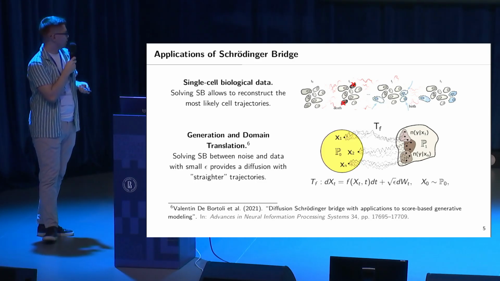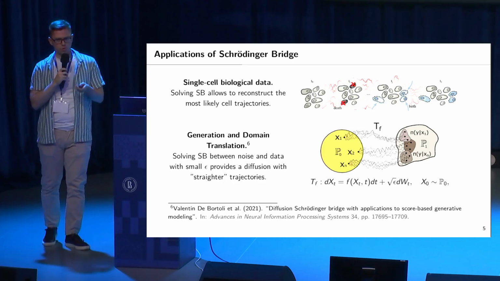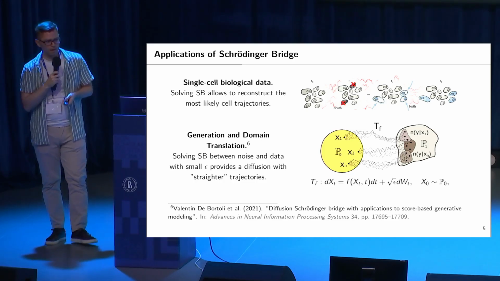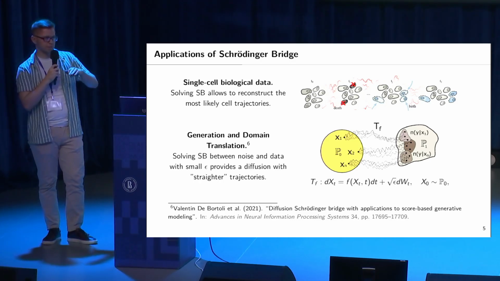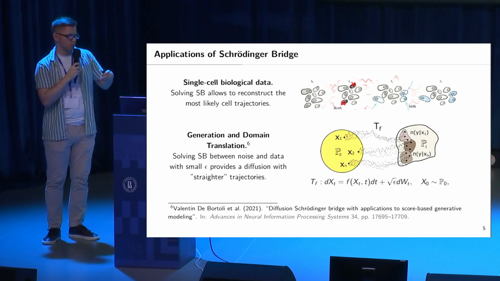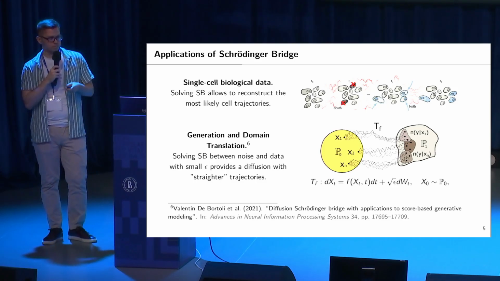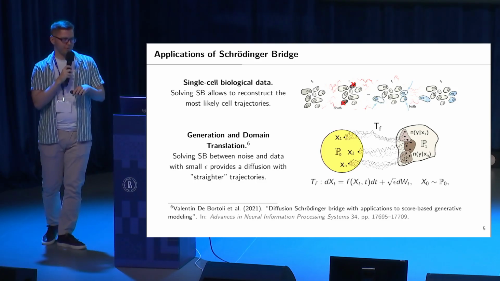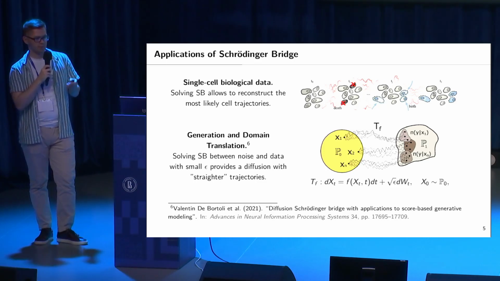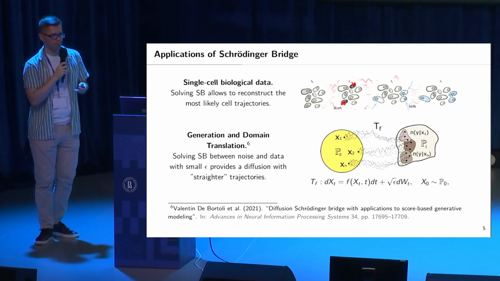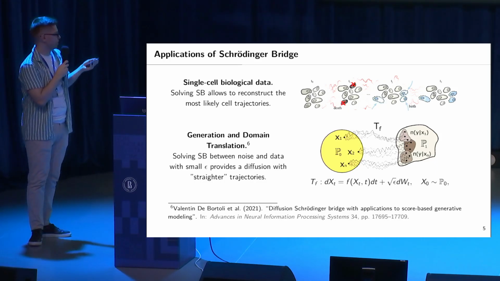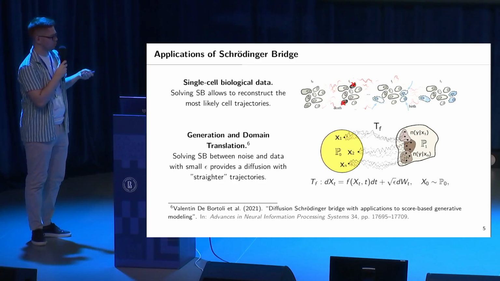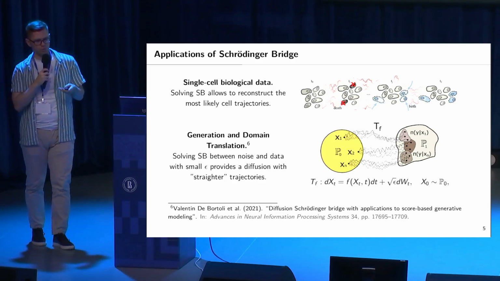And in the case of generation and domain translation, this problem is interesting because it allows us to find a stochastic diffusion process which has straighter trajectories. As you may know, today there is intensive research towards developing new ways to sample from diffusion processes faster. And the solution to this problem is one of the ways to sample from diffusion processes faster.